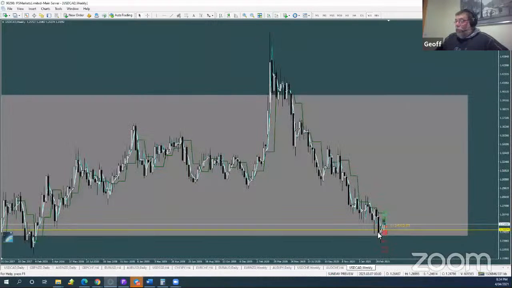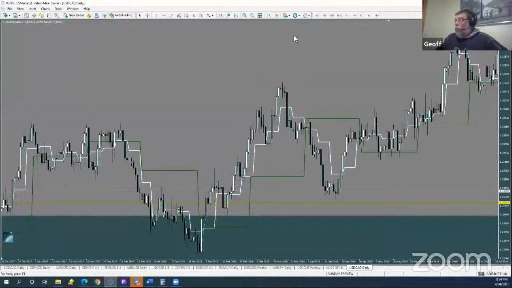There's the weekly chart significantly coming off the bottom there. I'm looking for a higher low to trade that in the long direction. May come on the daily chart, may come on a shorter time frame as well.